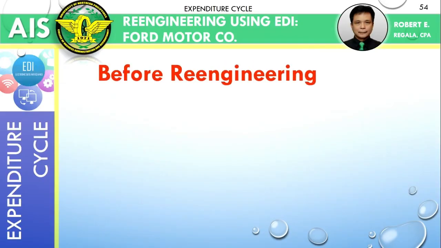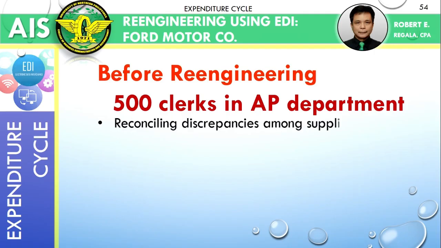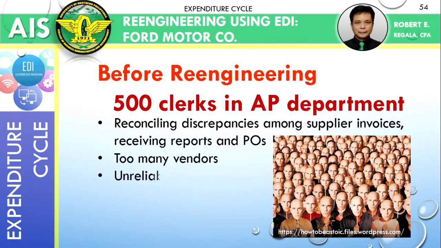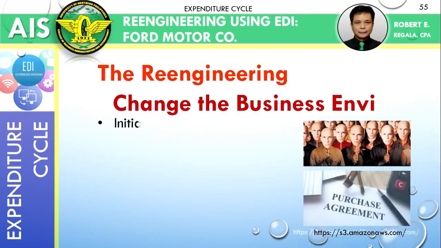The Ford Motor Company employed more than 500 clerks in its North American AP department. Analysis of the function showed that a large part of the clerks' time was devoted to reconciling discrepancies among supplier invoices, receiving reports, and purchase orders. These discrepancies were the result of too many vendors and unreliable vendors. The first step in solving the problem was to change the business environment.